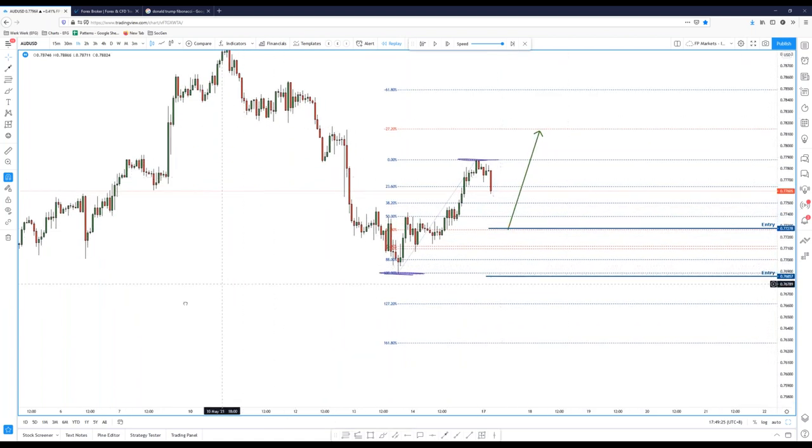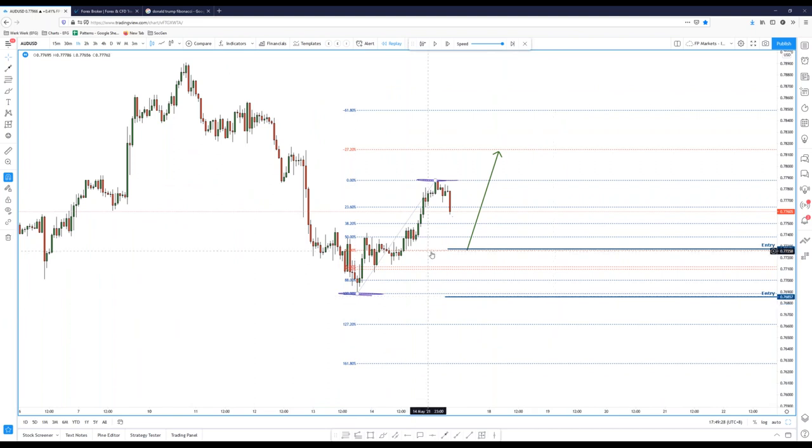So no point playing this drop. All right, and where will I put my entry? Okay, I can put my entry at a 61.8. But again, like I said, today's session is really based on Fibonacci.